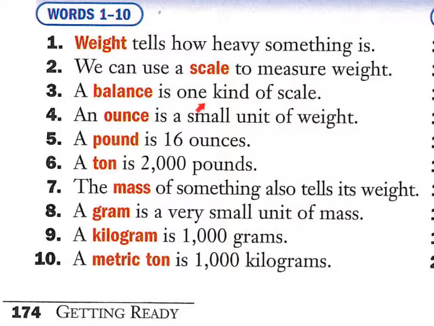A balance is one kind of scale. Listen. An ounce is a small unit of weight. A pound is 16 ounces. A ton is 2,000 pounds.